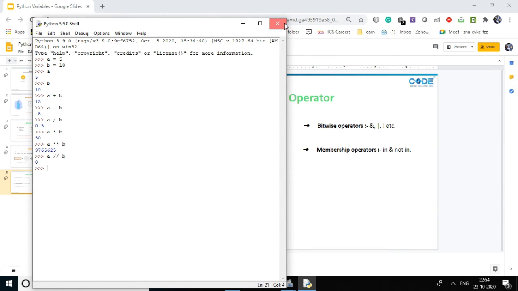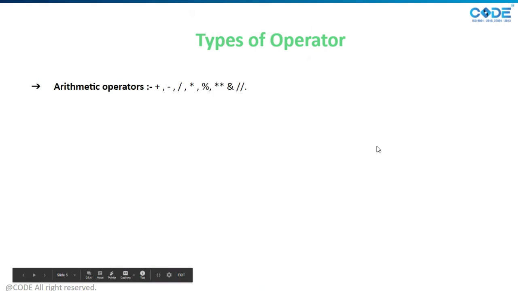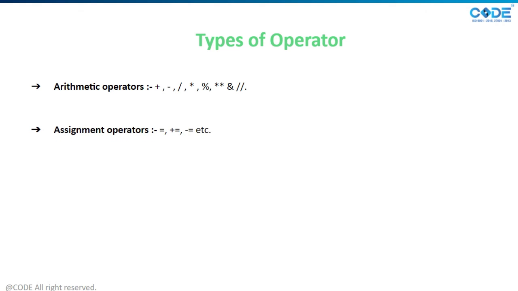Now move back to our slide. Here our next topic is the assignment operator. So what does the assignment operator do? It simply assigns the value, like equals to. Now move on to the next type of operator, that is the comparison operator.